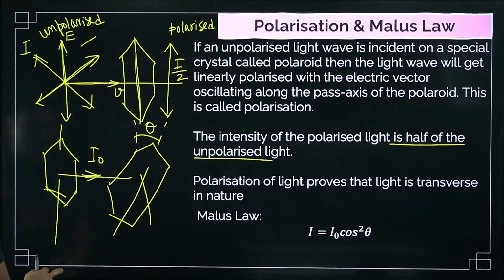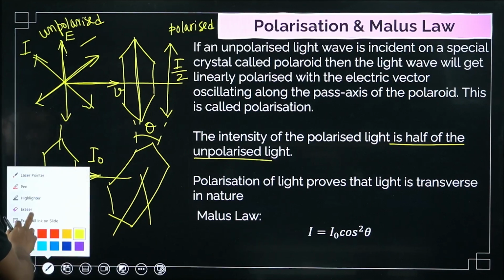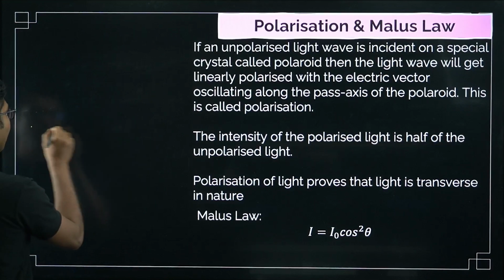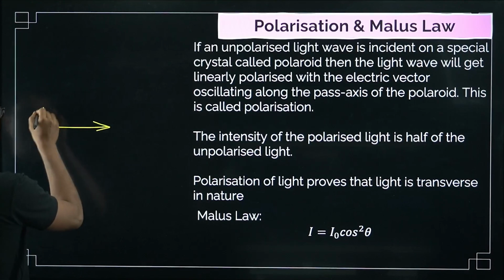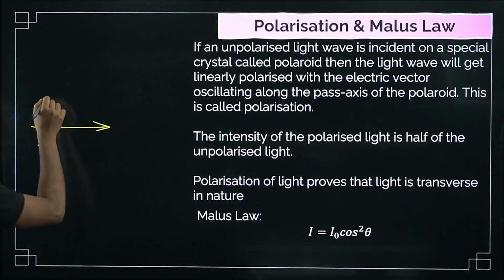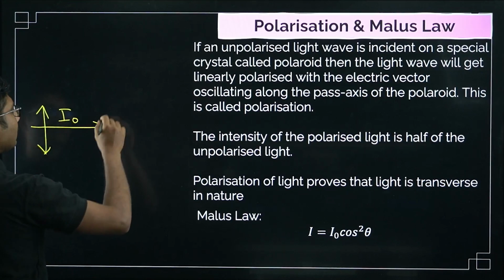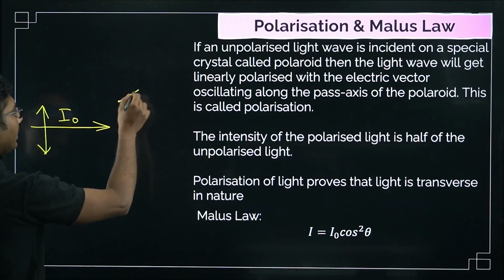Let me clear this. Suppose we consider a polarized light itself. This is the symbol for polarized light. So polarized light of intensity I naught is passing through another Polaroid.